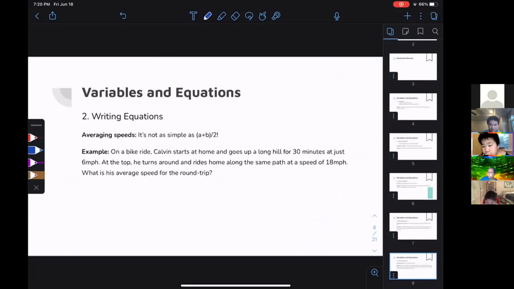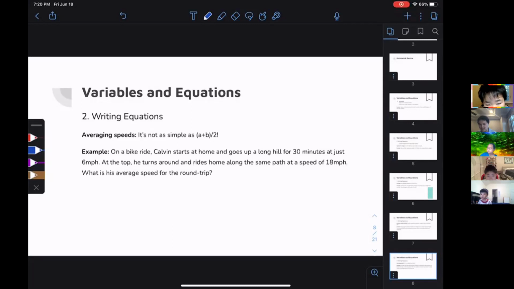And so we have another problem with average speed. On a bike ride, Calvin starts at home and goes up a long hill for 30 minutes at just 6 miles per hour. And at the top, he turns around and rides home along the same path at a speed of 18 miles per hour. And they want to know, what's his average speed for the round trip?